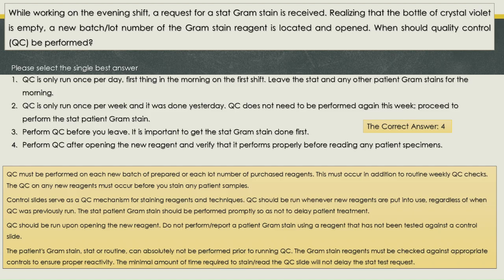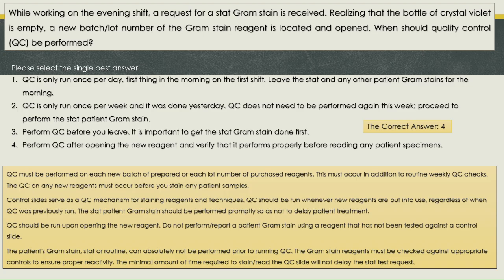Control slides serve as a QC mechanism for staining reagents and techniques. QC should be run whenever new reagents are put into use, regardless of when QC was previously run. The stat patient gram stain should be performed promptly so as not to delay patient treatment. QC should be run upon opening the new reagent.